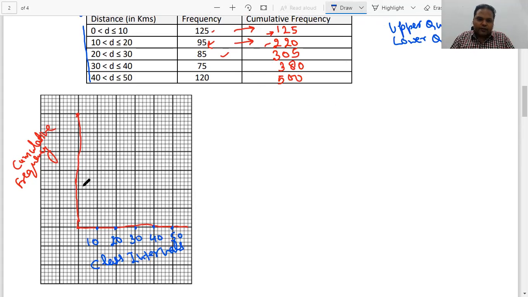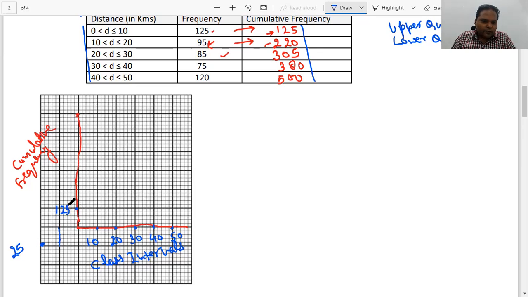Similarly, on the y-axis, we will have to plot the cumulative frequency, and we will take this small box as the unit, as 25. Okay, so if you see, in each big box there are 5 such small boxes, right? So the first one is going to be this point.